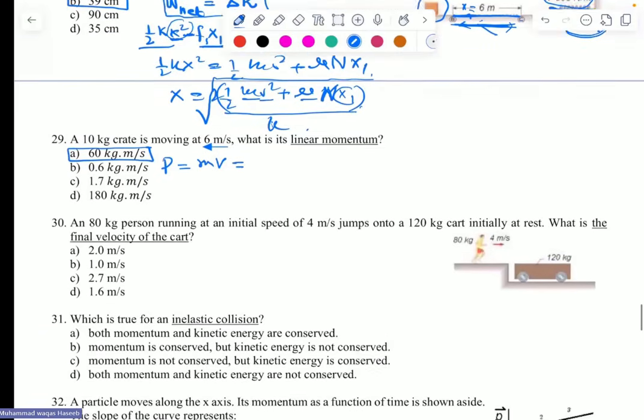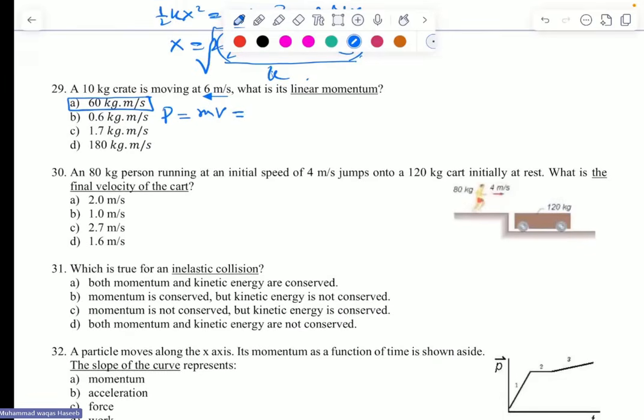Okay. Now, question number 30. An 80 kilogram person is running at an initial speed, jumps onto a 120 kilogram cart initially at rest. What is the final velocity of the cart? So when it jumps on the cart, then they move with the same velocity. Okay. So now, to tackle these kinds of situations, we need to apply the law of conservation of momentum.